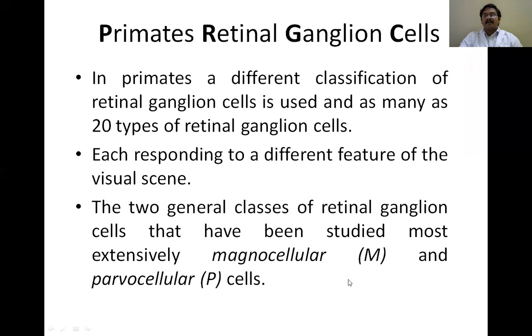The other one we have already discussed: the intrinsically photosensitive retinal ganglion cells, when we discussed the photoreceptors. So that is another type. Each responds to a different feature of the visual scene. The two general classes of retinal ganglion cells that have been studied most extensively are the magnocellular and the parvocellular. As far as we know, there are 20 different types of primate retinal ganglion cells.